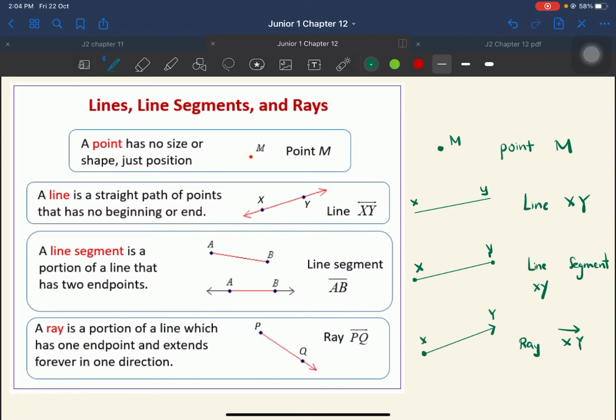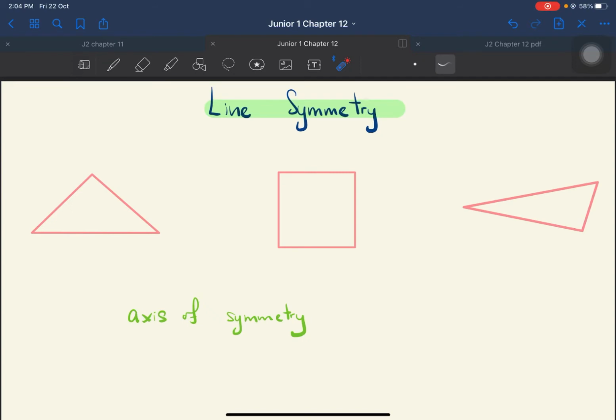Okay. The next part we're going to learn is line symmetry. If a figure is symmetrical about a line, the figure has line symmetry. For example, the triangle over here, if let's say I draw a straight line that cuts through the vertex, this is what we call the axis of symmetry. Once I draw this line, I will produce two symmetrical images. That is what we call lines of symmetry.